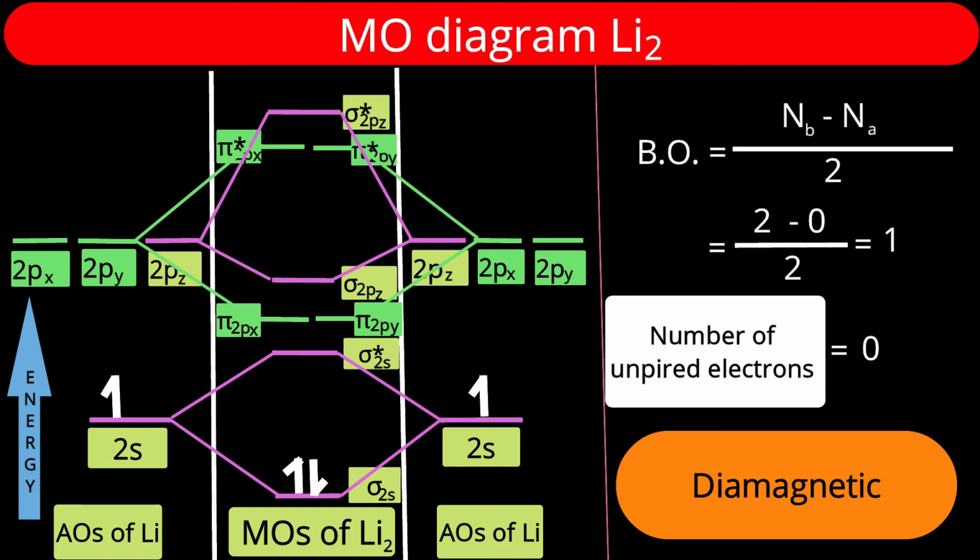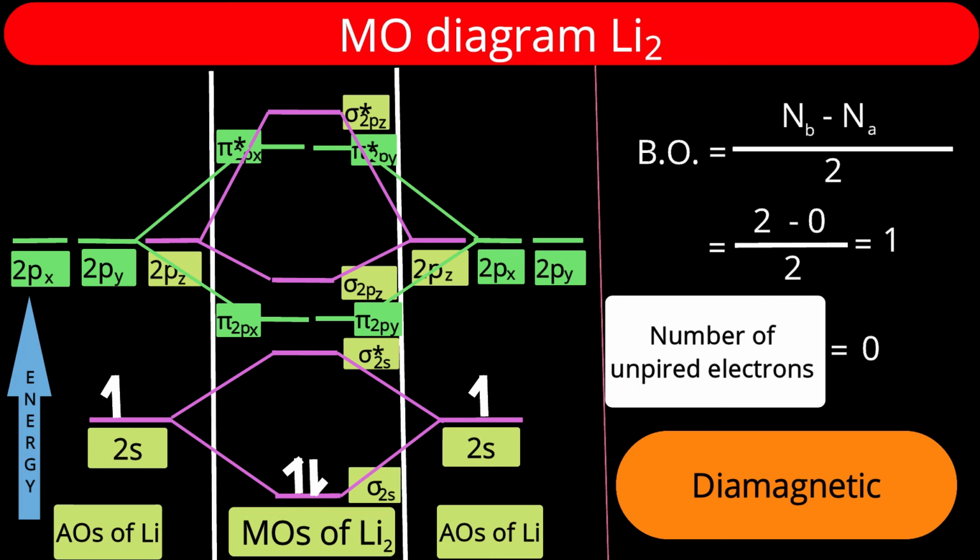If I have to find the bond order, what is the formula? Bond order is equal to the number of electrons in bonding orbitals minus the number of electrons in anti-bonding orbitals, divided by 2. How many electrons are there in bonding orbitals? Only 2 electrons, in sigma 2s. And how many electrons are there in anti-bonding orbitals? No anti-bonding orbital has electrons, so 0. Substitute the values: 2 minus 0 divided by 2. Answer is 1. It means in the Li2 molecule there is 1 bond as per molecular orbital treatment.